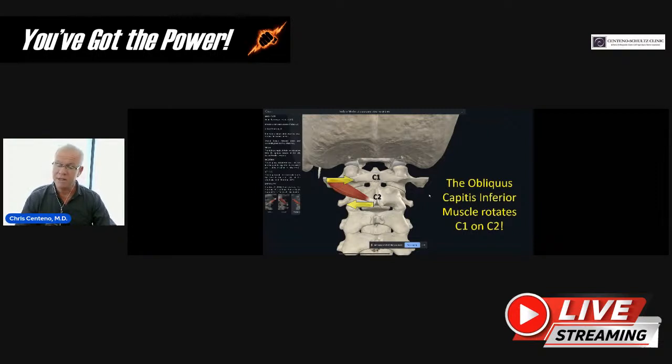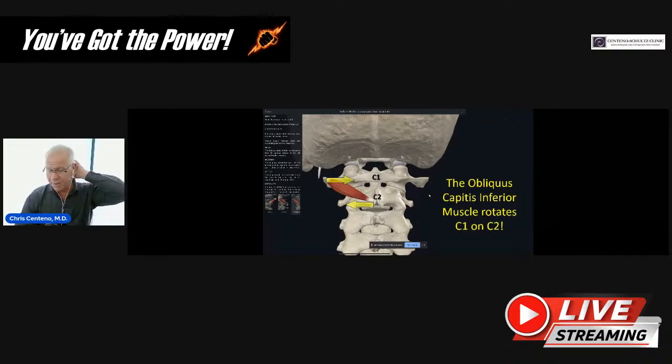Now, in some patients, you might also need, under ultrasound guidance, to inject the specific muscle tendons here at C1 and C2. So this is something to think about, again, if you've got that going on.